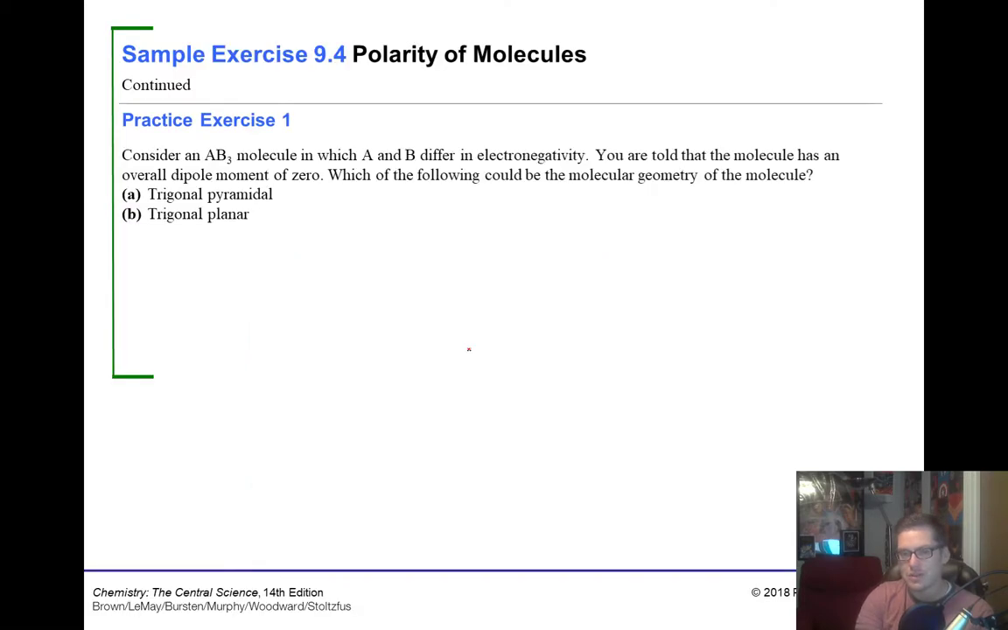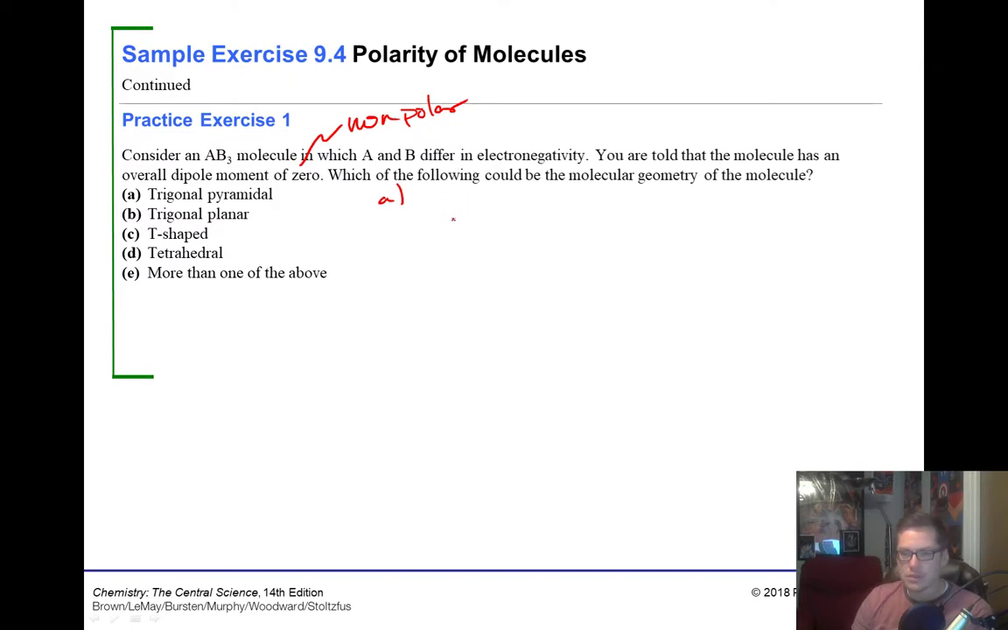So we're going to do a couple practice problems here, and then we'll be done. Consider an AB3 molecule in which A and B differ in electronegativity. You're told that the molecule has an overall dipole moment of 0. So this tells us that it's nonpolar. Which of the following could be the molecular geometry of the molecule? A, trigonal pyramidal.